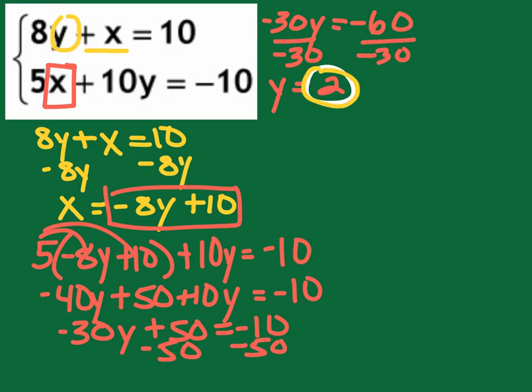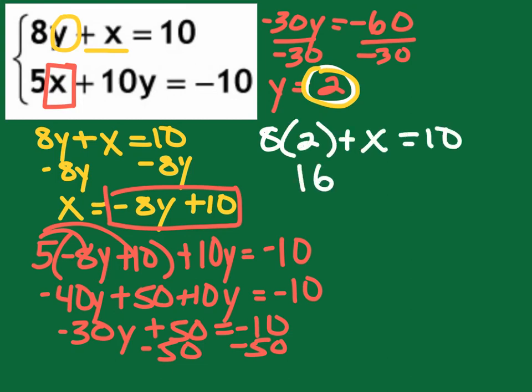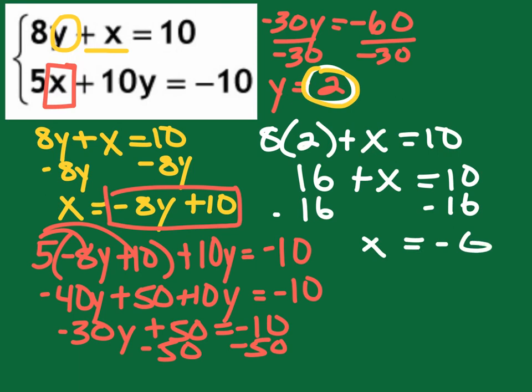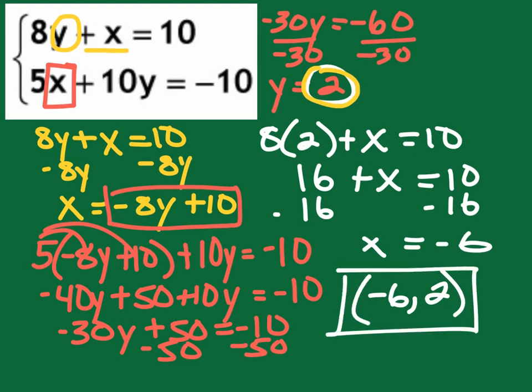So we have 8 times 2 plus x equals 10. 8 times 2 is 16. Subtract 16 from both sides. We get x equals negative 6. Final answer should be negative 6 comma 2. Again, that is the point where these two linear functions will intersect.